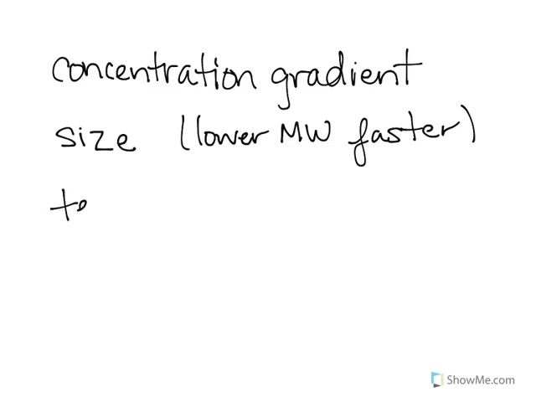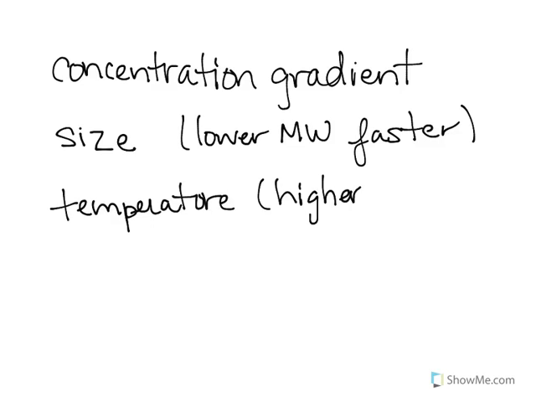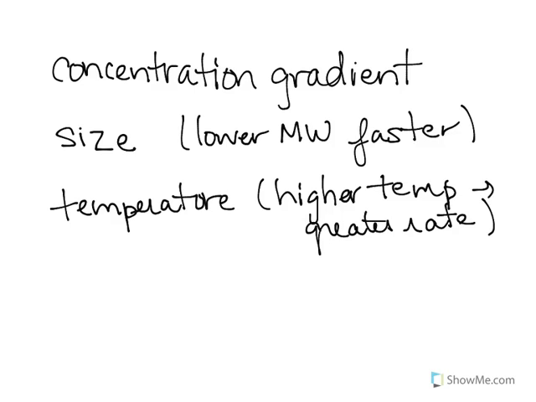And then the last one would be temperature. So the higher the temperature, because that actually increases the rate of random molecular motion. Things start moving around a little bit faster. So the higher the temp, the greater the rate of diffusion. The lower the temp, the lower the rate of diffusion. So those are things that can influence the rate of simple diffusion.